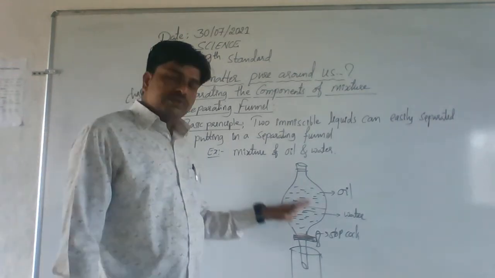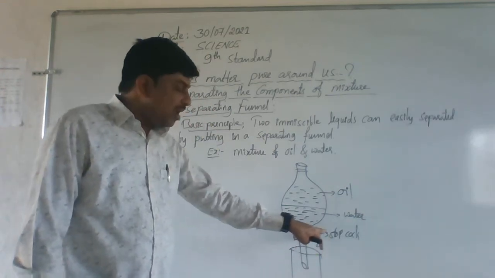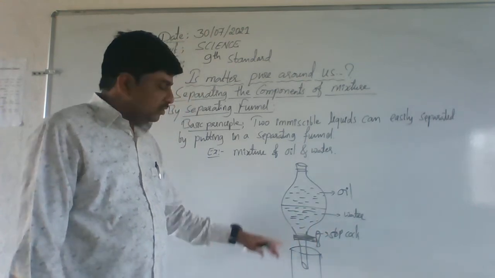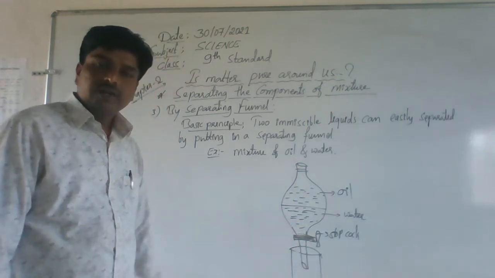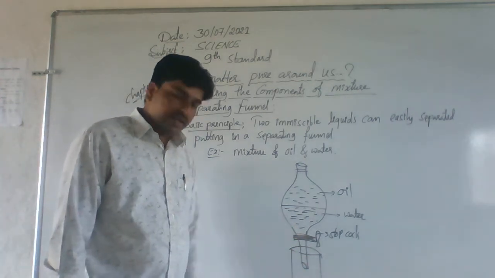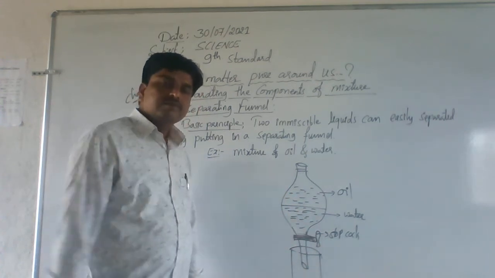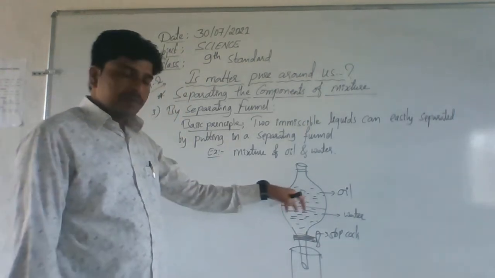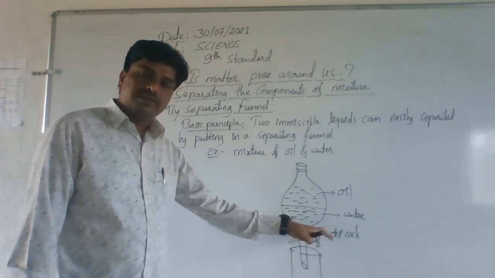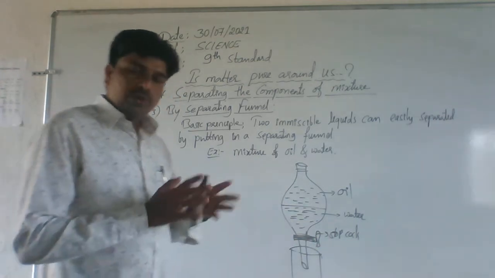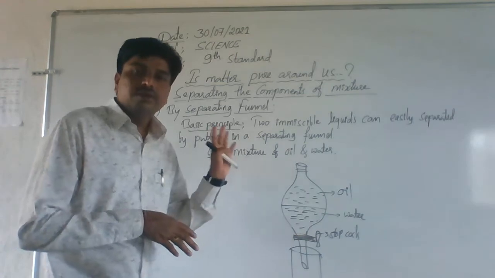Understand? So when you see the oil and water layers separately in the separating funnel, then you have to open the stopcock. When you open the stopcock, slowly let the water fall drop by drop into the container. Collect that water in the container. When the water is completely collected in the beaker, then close the stopcock. So what remains in the separating funnel? Oil remains in the separating funnel. So by using the separating funnel with a stopcock, you can easily separate the two immiscible liquids.